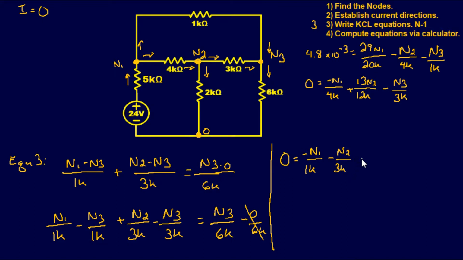Now it's going to be plus n3, or node 3, over 1k, because since it's a negative sign over here, we're going to move it over and it's going to become a positive. Then we have another negative, it's going to become a positive, so it's going to be another, again, plus node 3 over 3k. My handwriting's getting worse. Plus, and this is our last one, node 3 over 6k.